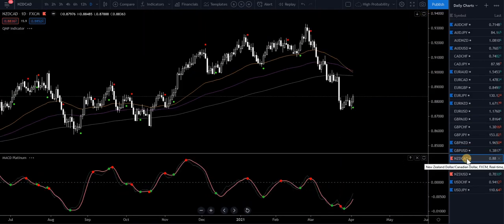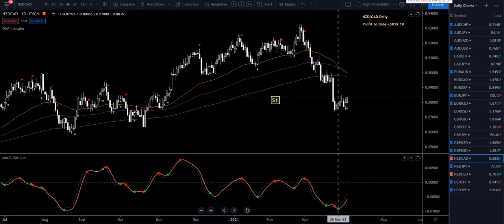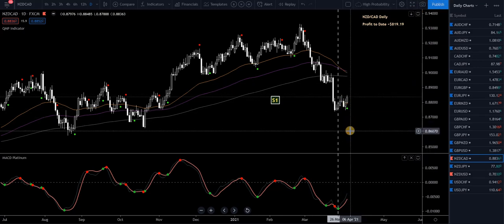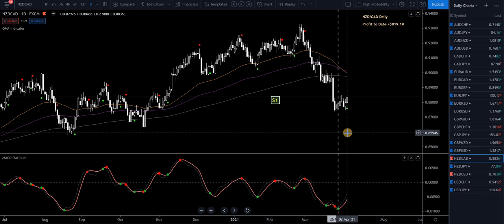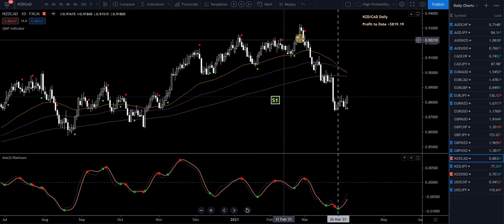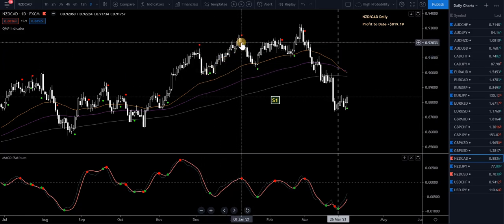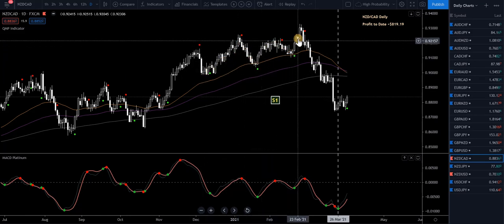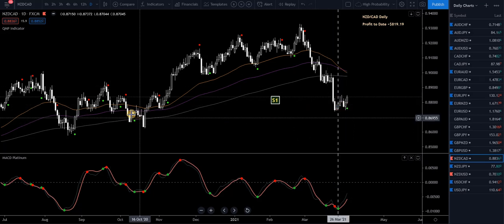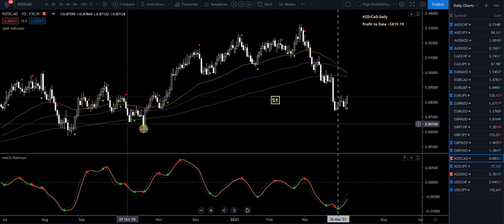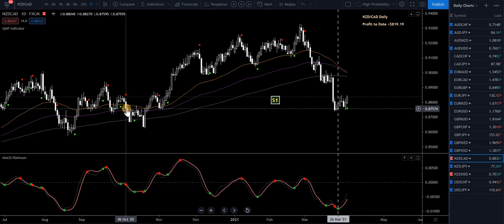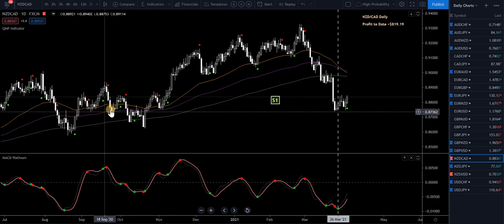New Zealand CAD, highlighted in pink. There's a reason for that. Monday, there's a green dot on the QMP filter. Now, I'm sort of kicking myself because I didn't take this sell up here. Generally, I take every QMP dot, as long as the MACD Platinum's on the right side, with this pair. You can see the QMP dots are pretty accurate on this pair. You don't really miss much. There's obviously a few spots where you could probably get in trouble. But generally, it's pretty good.